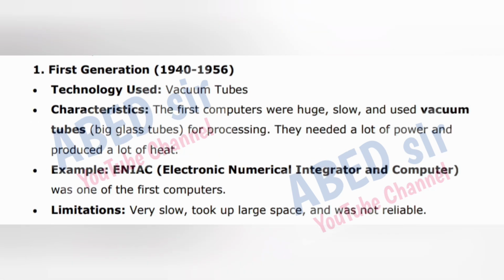1. First generation, 1940 to 1956. Technology used: vacuum tubes. Characteristics: the first computers were huge, slow, and used vacuum tubes, big glass tubes, for processing. They needed a lot of power and produced a lot of heat. Example: ENIAC, Electronic Numerical Integrator and Computer, was one of the first computers. Limitations: very slow, took up large space, and was not reliable.